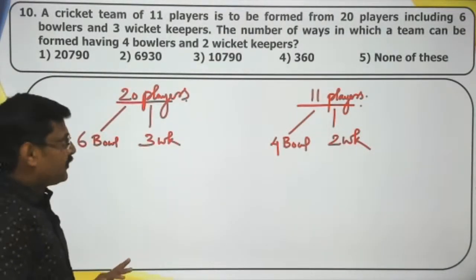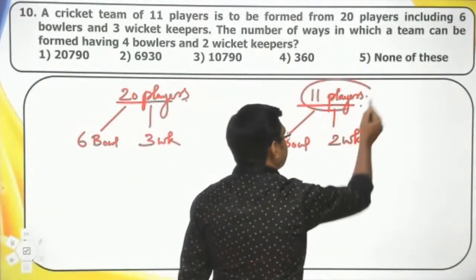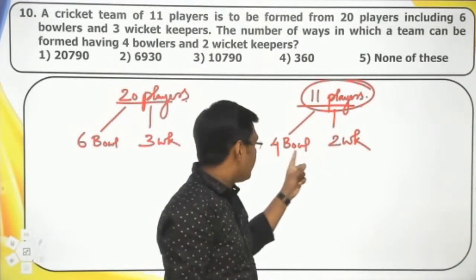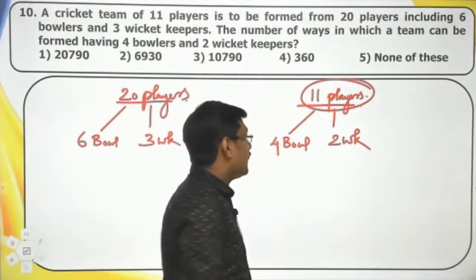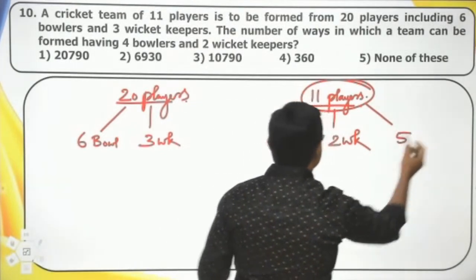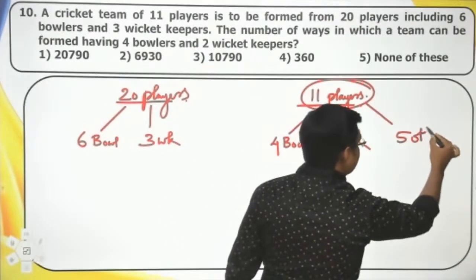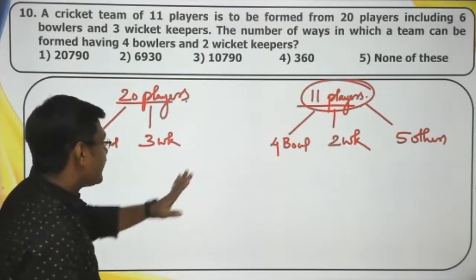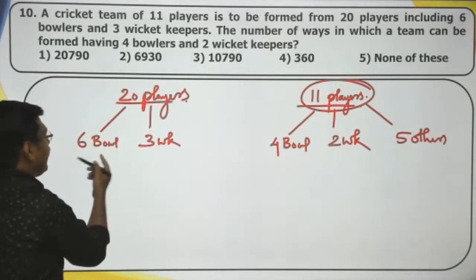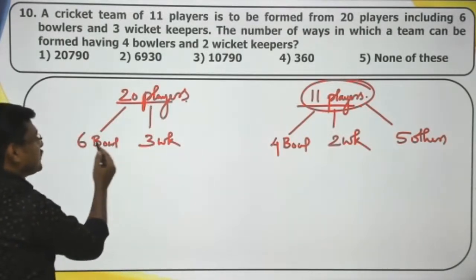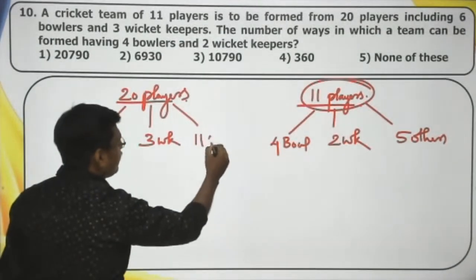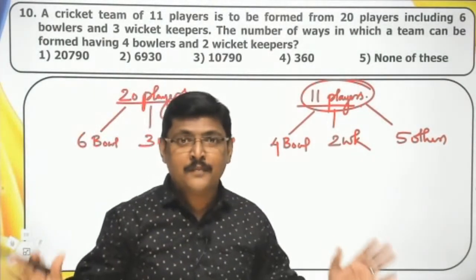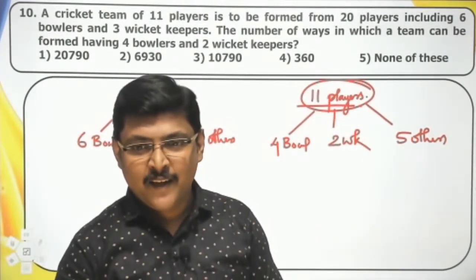You should remember that we need to form a group of 11 players, but up to this point we have only 6 players. That means 4 bowlers and 2 wicket keepers. That means we require 5 other players also, because 6 plus 5, that is 11. So to take that 5, we know that total 20 players are there. Out of that 6 bowlers and 3 wicket keepers are there. So 6 plus 3 is 9. So remaining 11 others should be there. So we need to consider these others also to form that 11 players group.